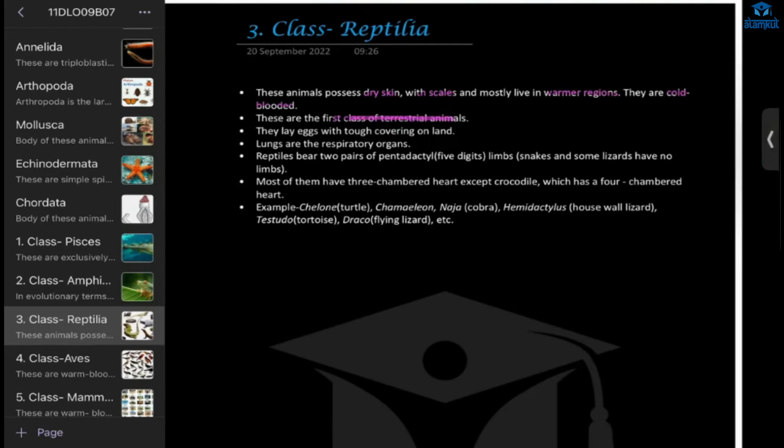They lay eggs. And the eggs will have a tough covering, okay? And lungs for respiration, okay? Reptiles bear two pairs of pentadactyl limbs, five digits, means five fingers, five toes, okay? And some snakes and lizards, right? Some lizards don't have limbs. Some have, some don't, okay?